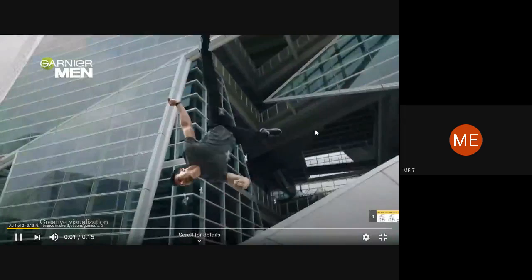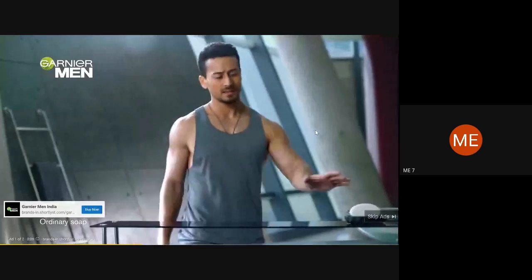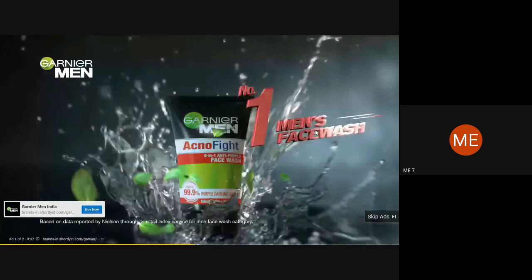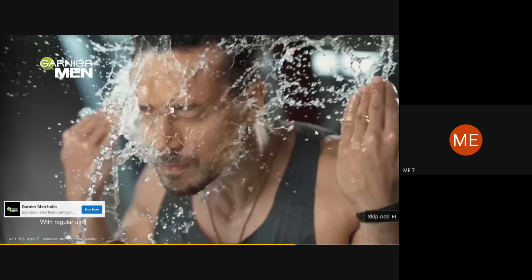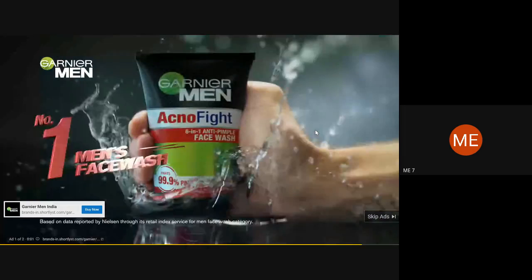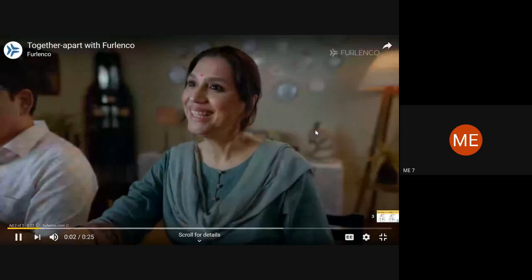Germs and oil attack your skin constantly. Want to fight the pimples? Switch to Garnier Men Actified Face Wash. It fights up to 99.9% pimple-causing germs and gives you pimple-free clear skin every time. Garnier Men Actified Face Wash. The table looks nice, huh?